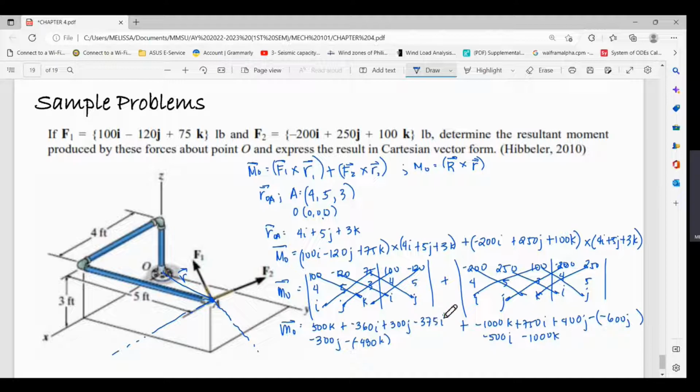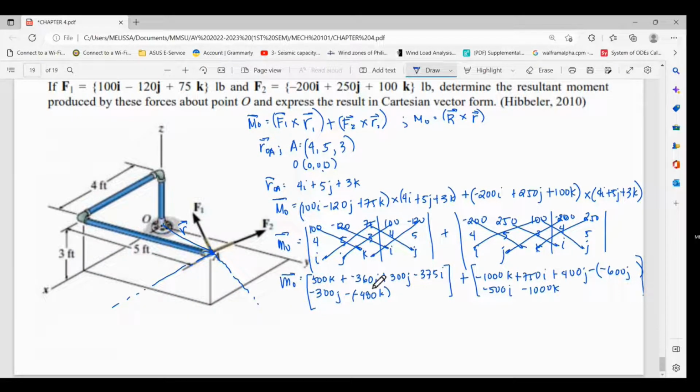Okay? So, combining like terms. Ito yung para sa ating unang determinant or unang matrix. Tapos ito yung pangalawa. So, same lang naman. Combination of the two matrices. So, combining like terms, lahat ng I muna. So, we have negative 360. Ano pa yung I natin? Minus 375. Ano pa? I. This one, plus 750. Minus 500. So, we have negative 485.